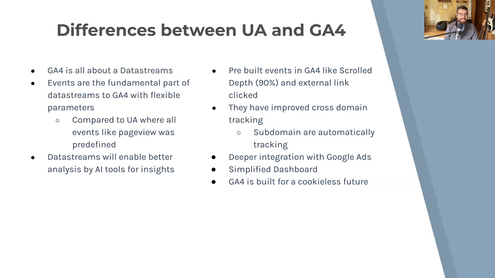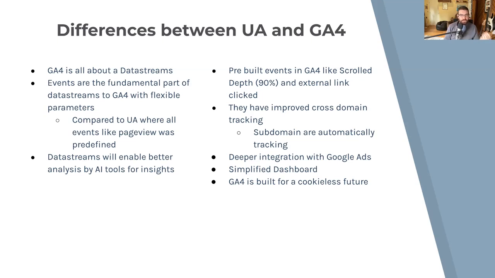So covering some of the differences between Universal Analytics and Google Analytics 4. The big thing about Google Analytics 4 is it's all about these data streams. What they are is just a stream of data, and the data that it's made up of is events. So basically what Google has done is they rebuilt it so it's all around events, whether they're page views, whether they're people scrolling all the way down, whether it's a first time session, like it's the first time someone's coming to your website, that's also getting tracked as an event.